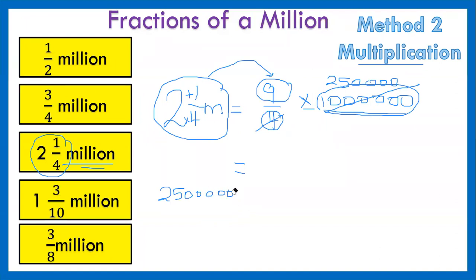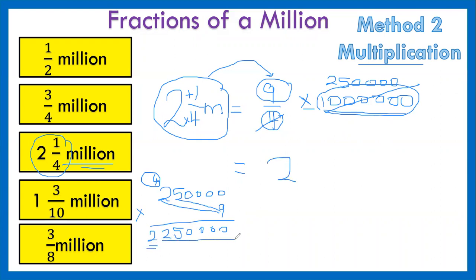So yeah, do the long multiplication for 250,000. Sorry, there's an extra 0 there. Times 9. Okay, you can do the standard written method. So 0, 0, 0, 0. 5 times 9, 45. 4 up, 5 down. 2 times 9, 18. 18 plus 4, 19, 20, 21, 22. So this is your answer. 2 million. This is million. And another 250,000.